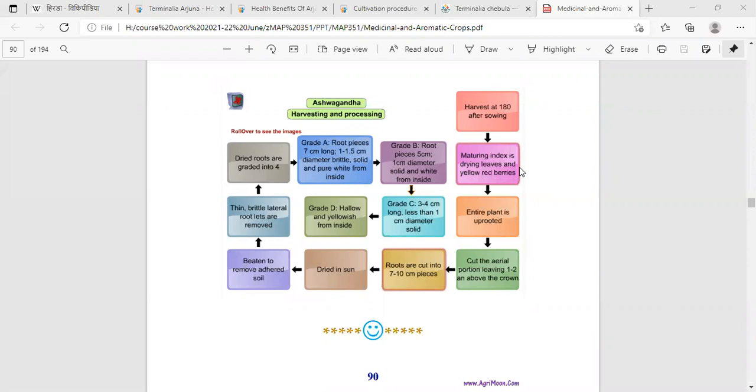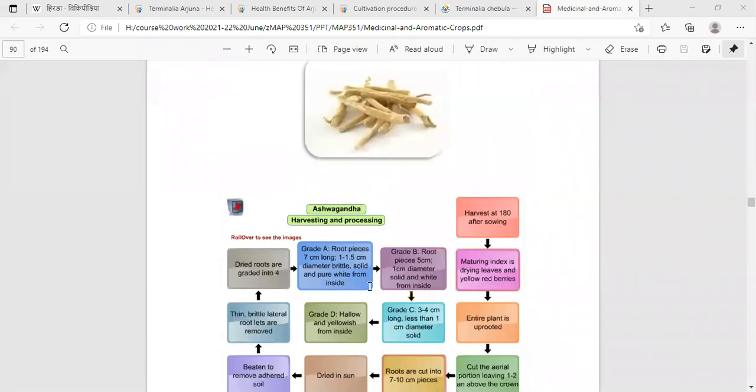Then roots are cut into 7 to 10 centimeter pieces, then dried in the sun and beaten to remove the adhering soil. Then thin brittle lateral rootlets are also removed. Then dried roots are graded into 4. Grade A is root pieces 7 centimeter long and 1 to 1.5 centimeter diameter, brittle, solid and pure white from the inside. Grade B is 5 centimeter long, 1 centimeter diameter, solid and brittle, white from the inside. Grade C is 3 to 4 centimeter long, less than 1 centimeter diameter and solid inside. And grade D, or the lower grade, is hollow and yellowish from the inside. So these are the 4 grades followed in ashwagandha. So this is all about the ashwagandha plant.